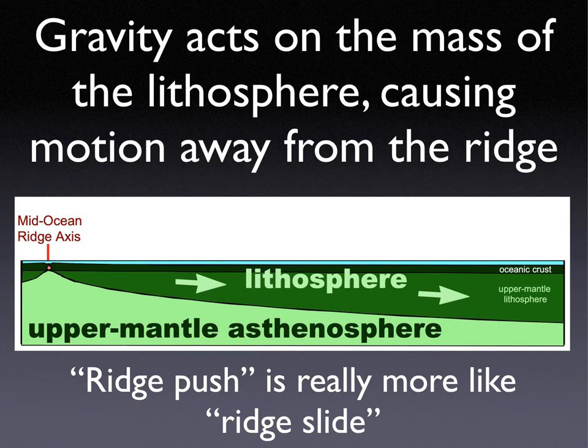So this is a mechanism we call ridge push. It's really more like ridge slide, but the thing is that it's gravity that causes the motion away from the mid-ocean ridge. And so both sides are doing this, and so we have spreading along the mid-ocean ridge because the plate on the left is moving to the left, the plate on the right is moving towards the right.